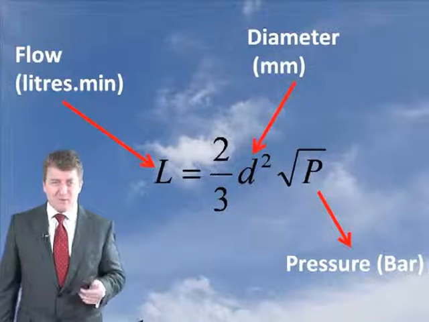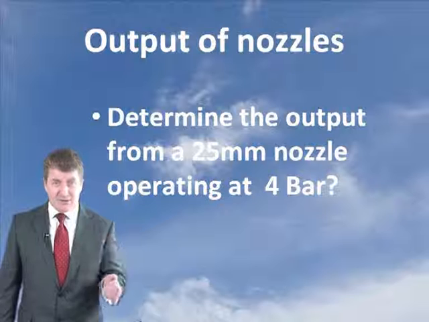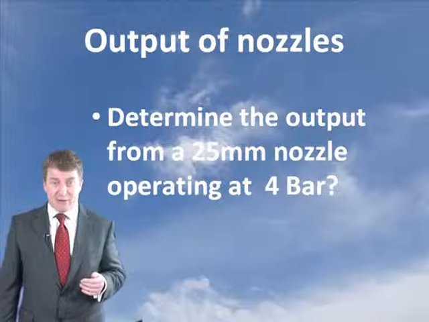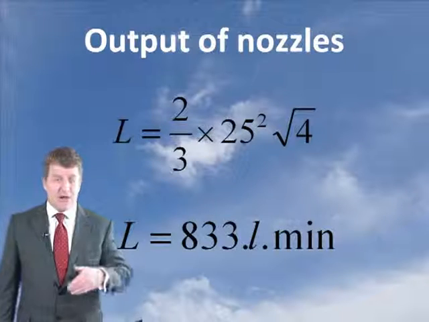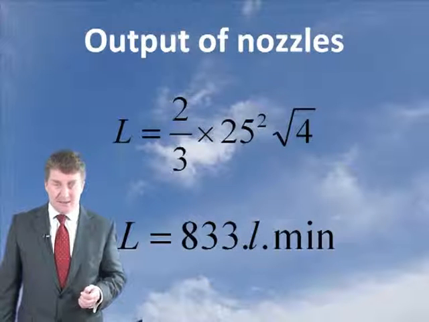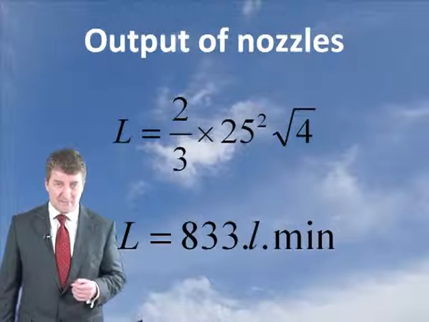Let's do an example. Determine the output from a 25mm nozzle operating at 4 bar. Well, this is the formula. If you put in your known variables, it gives you an output of 833 litres a minute. Okay, 833 litres a minute.